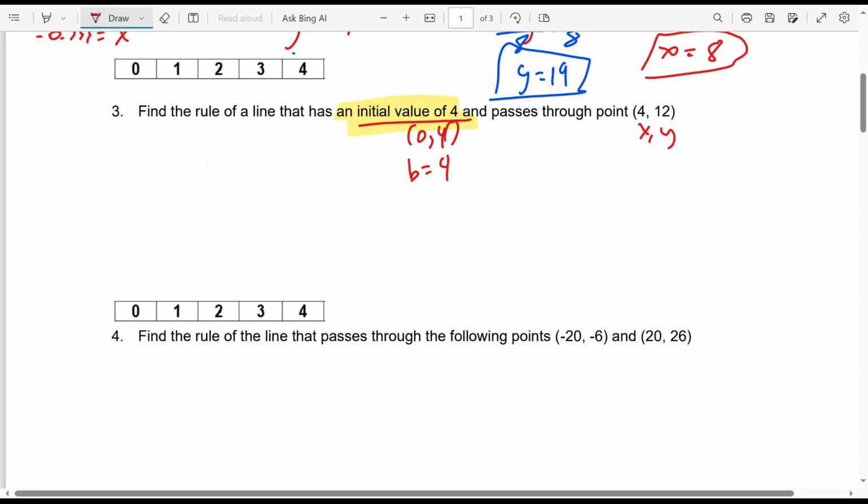So now I can approach this one of two ways. I'm going to show you both, and you tell me what you prefer. Option one is I have this rule. I know that I have a b and I have a point.